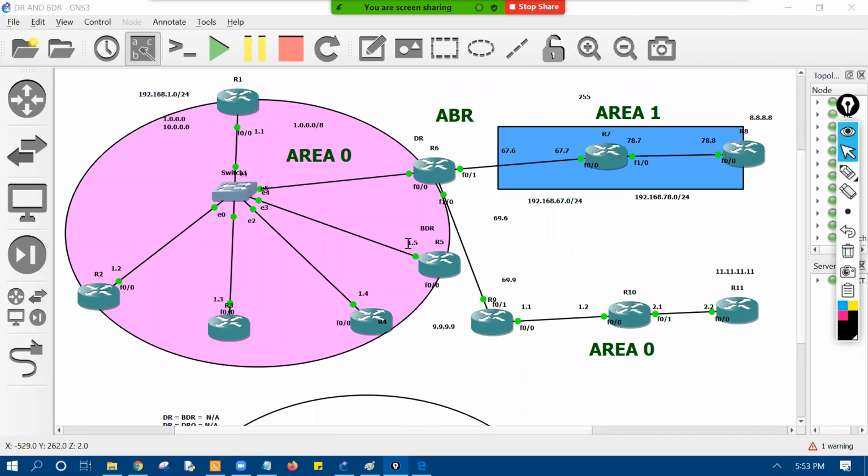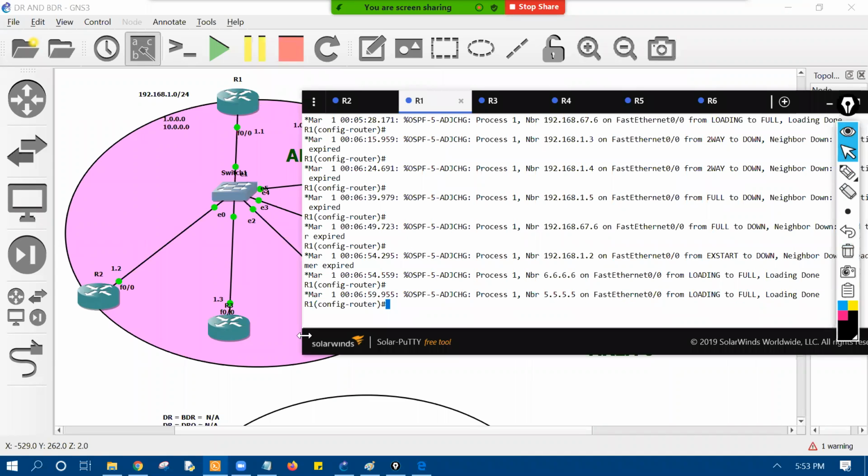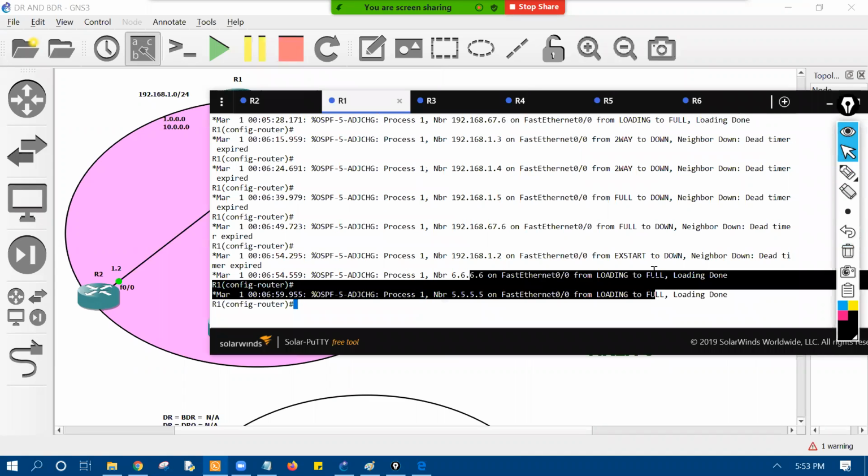So if you go on an area router right now, everything is cool, right? Loading full 6.6. Show IP OSPF neighbor. R1 should have 5 neighbors.